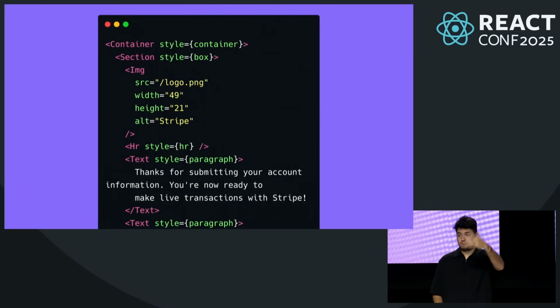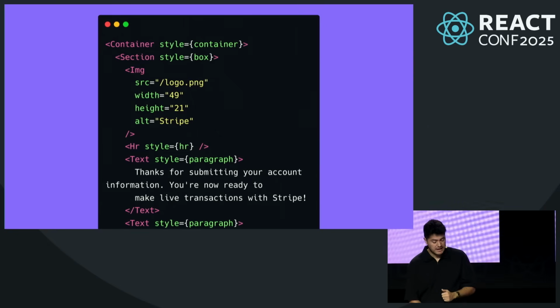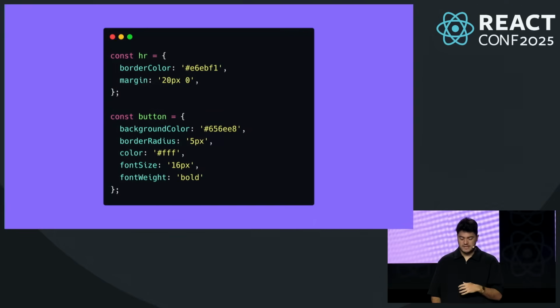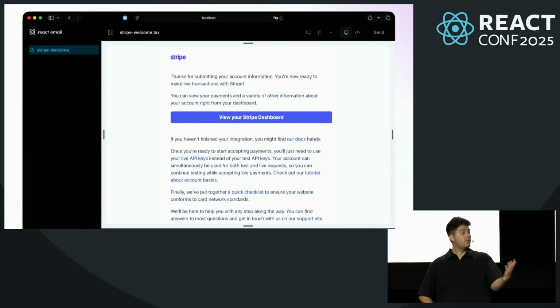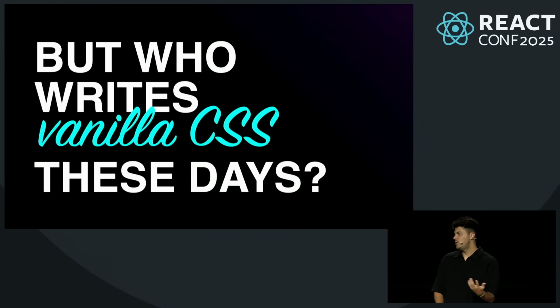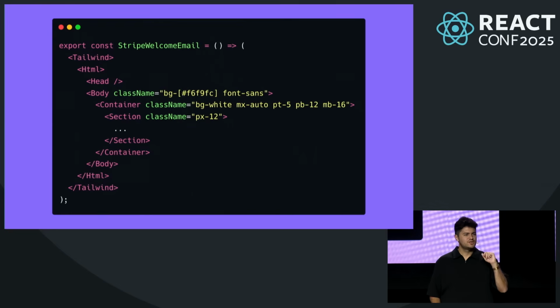So let's keep adding. We're going to add a section with an image, with a line break and some paragraphs. We're going to continue styling using CSS. And now we have something. So this email looks great, but no one really writes vanilla CSS these days, right? We all love Tailwind. So what if we could add Tailwind to the game?